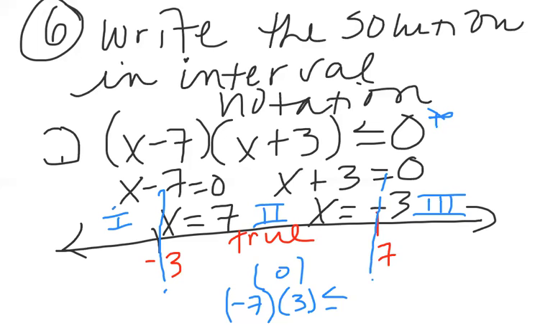And remember, the truth values typically alternate. So if the middle region is true, then this means that the region to the right will be false, and the region to the left will also be false. So the region where we're going to find all the solutions that would make this inequality true would be in between negative 3 and 7.